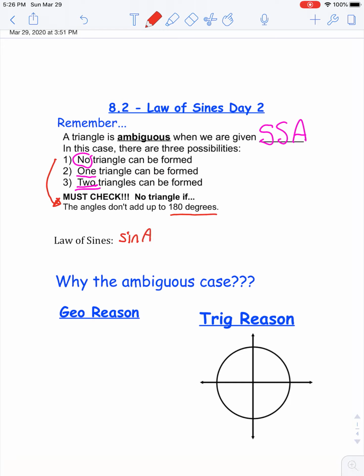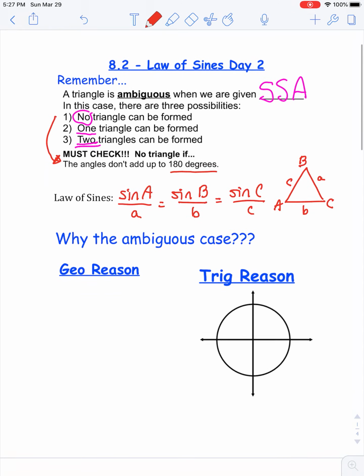Now recall the law of sines. The law of sines says if you take the sine of any angle, we'll call it angle A, over the side across from it, that will be equal to the sine of the next angle over the side across from it, which will be equal to the sine of the third angle over the side across from it. So keep in mind angles A, B, and C, and we're referring to the side across from angle A as being side A, across from angle B, and across from angle C being side C.